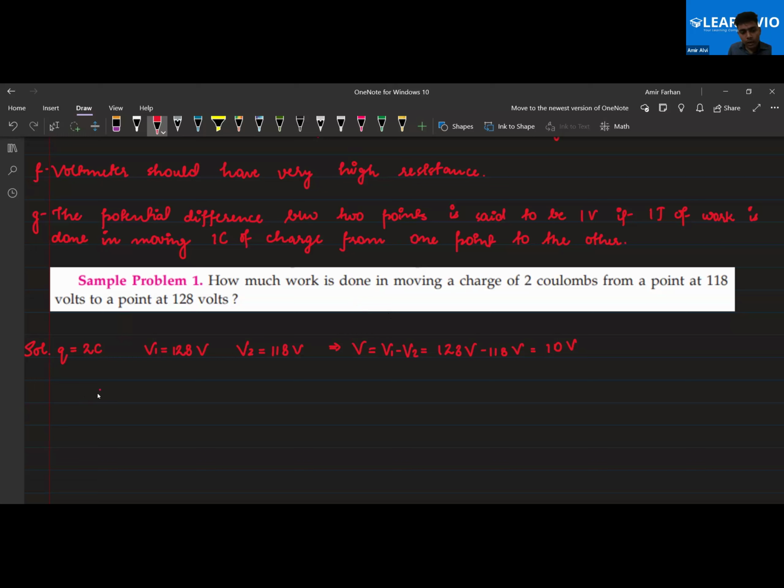Now use it in the formula, that is V is equal to W by Q. V is 10, W we need to calculate, Q is 2. W would be equal to 10 into 2, that is coming out to be 20. Can you tell me the SI unit of the work done? Anyone? Joule. Okay, yes, very good. Joule.